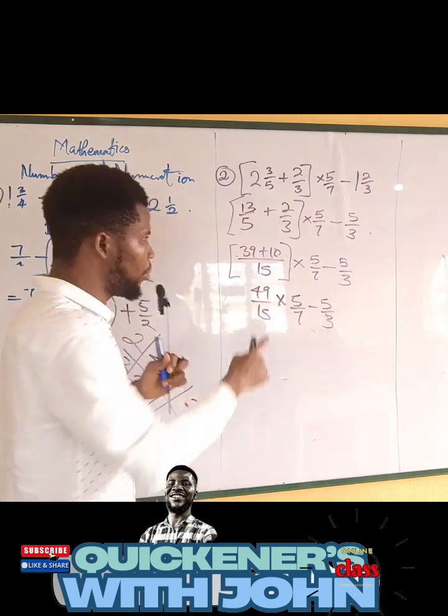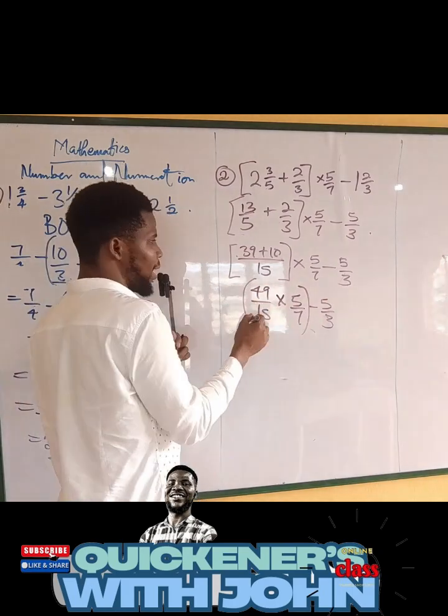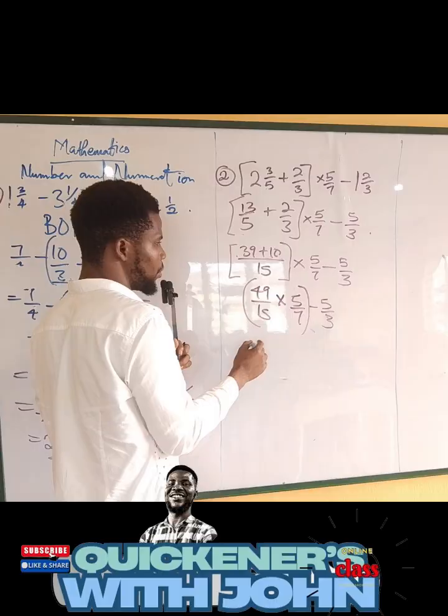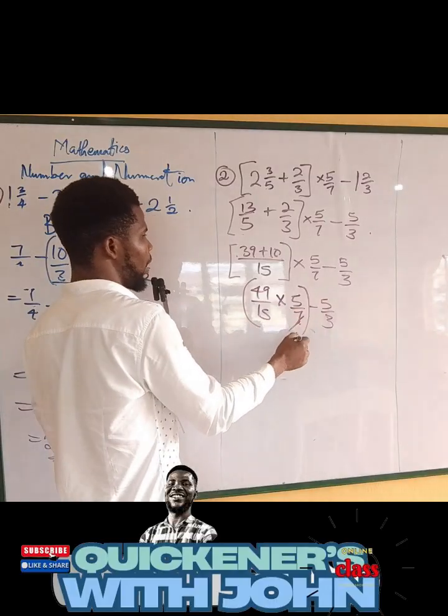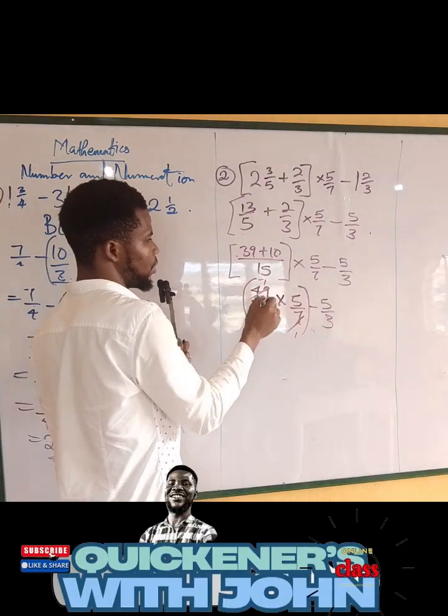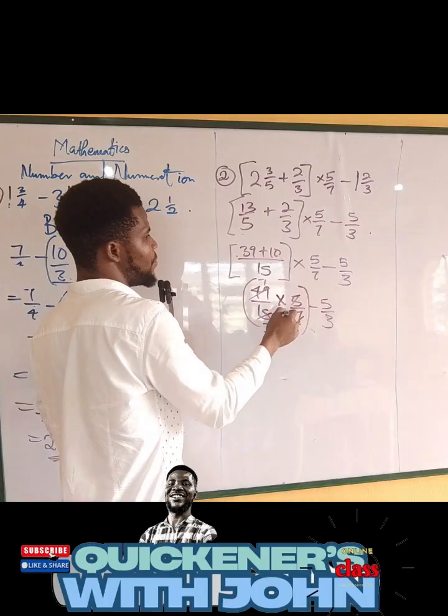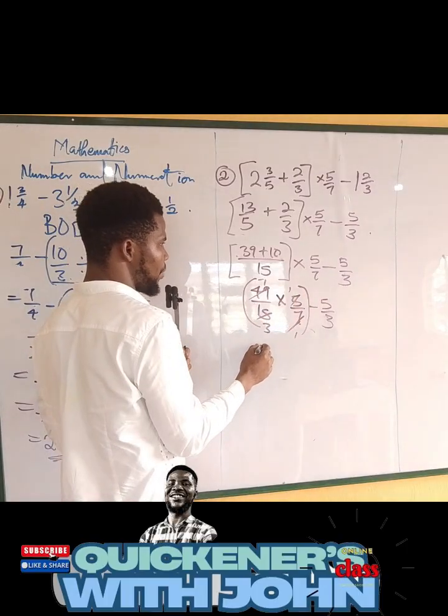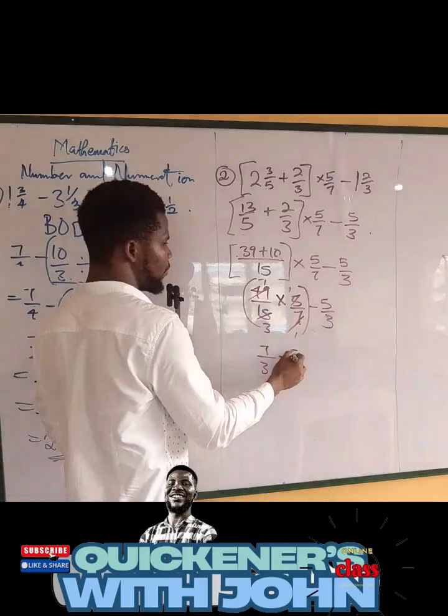Multiplication, right? So we'll multiply these two. You can now put your bracket and multiply the two of them. So, 7 here is what? 1. 7 here is what? 7. 5 here is what? 3. 5 here is what? 1. So what do we have? 7 over 3 minus 5 over 3.